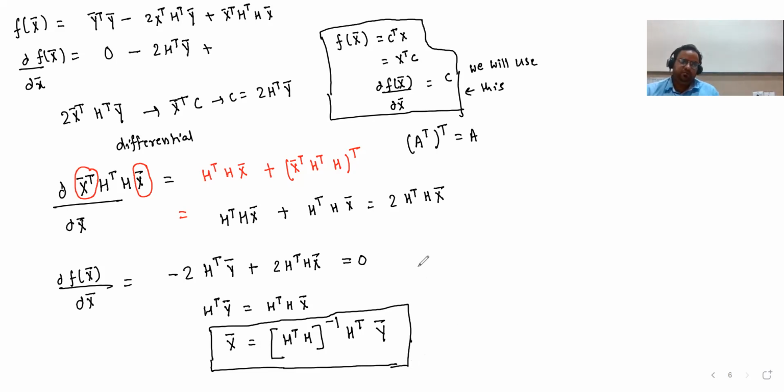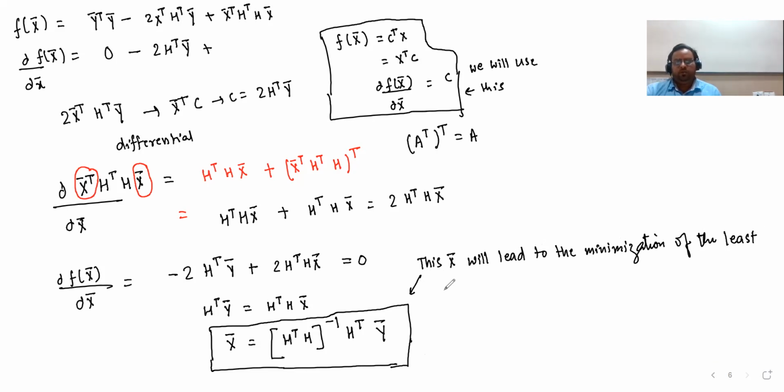the vector y. This is essentially the X that will lead to the minimization of the least square estimate. So this X bar will lead to the minimization of the least square estimate. Okay, so that's all for today.